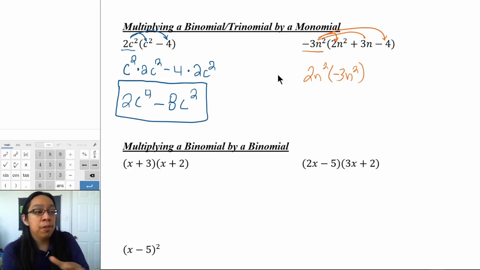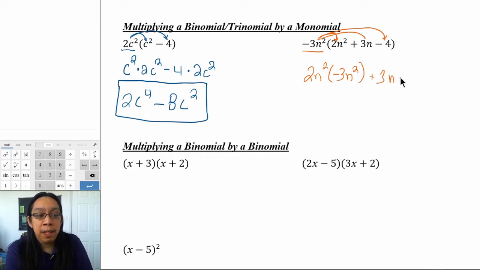You could have also done this with the previous example and put parentheses around the 2c squared, but you don't necessarily have to. But I definitely recommend it anytime you're planning on distributing a negative number. Let's go ahead and go to the next one. So 3n times negative 3n squared. So 3n times, again, negative 3n squared. And then finally, negative 4 times negative 3n squared.